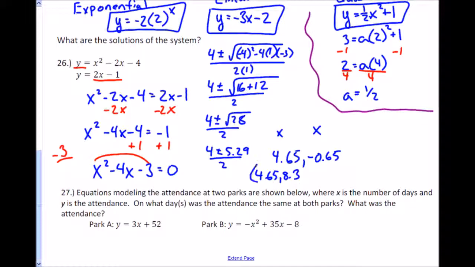And again, those are rounded off, but it's an x value and a y value because this is a system of equations. And then the 2 times the negative 0.65 minus the 1, which is going to give me a negative 2.3. So I get a negative 0.65 comma negative 2.3. And those are my two solutions. They should be expressed as ordered pairs because it's a system of equations. So I need an x and a y value for each. Okay?